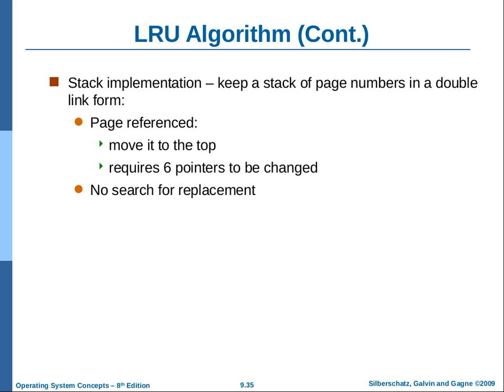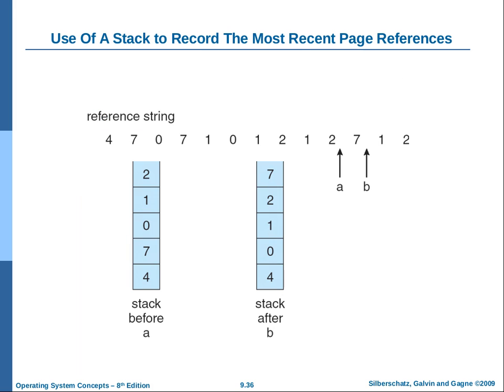All right, another LRU algorithm that is actually faster is a stack implementation. Well, maybe faster. You keep a stack of the page numbers in a doubly linked form. When a page is referenced, you move it to the top, and that requires 6 pointer changes. You don't have to search for a replacement because you know that that guy is at the end of the list. For example, let's see, we go along this reference stream right after the 2, and it looks something like this.